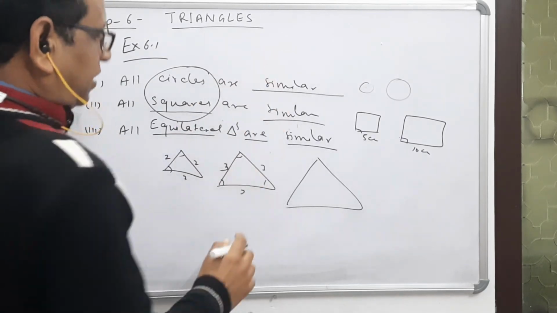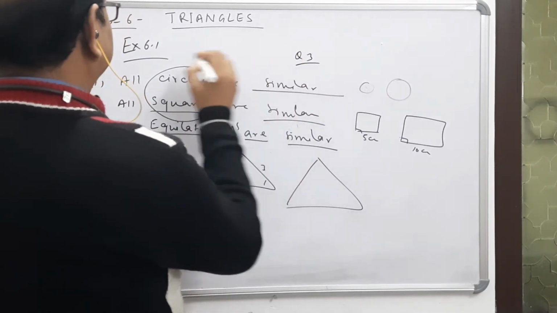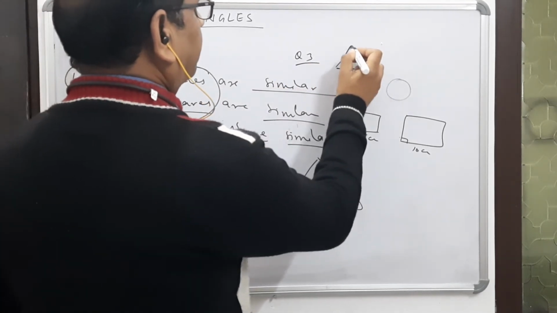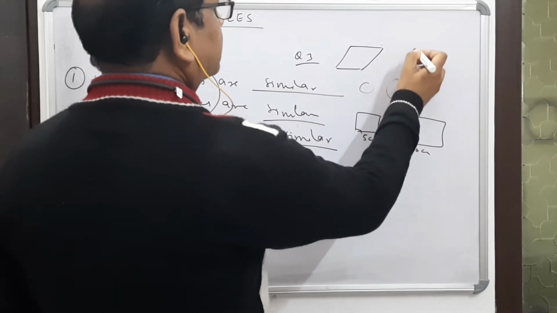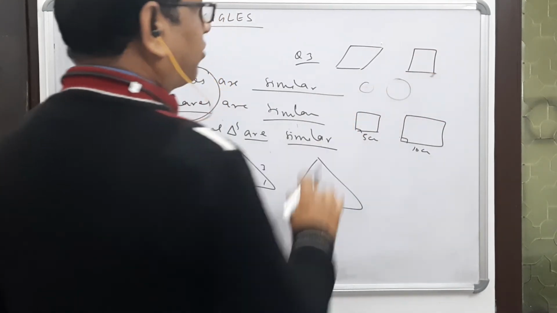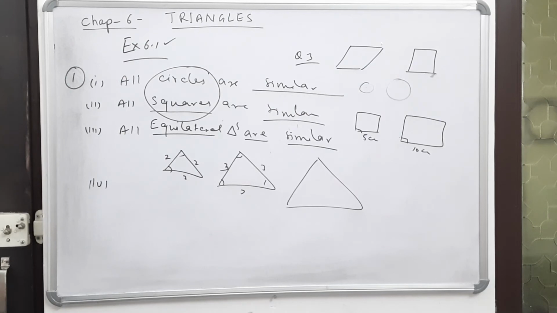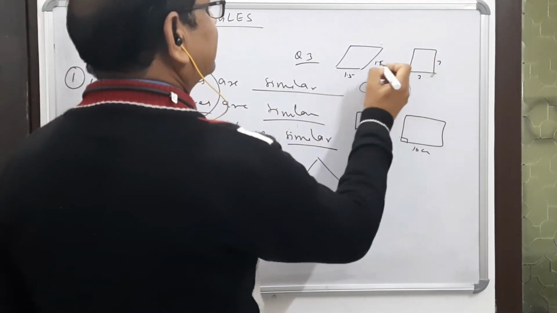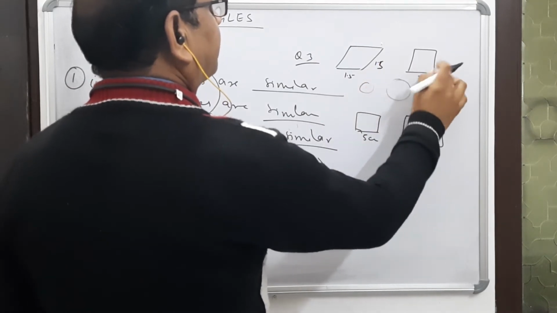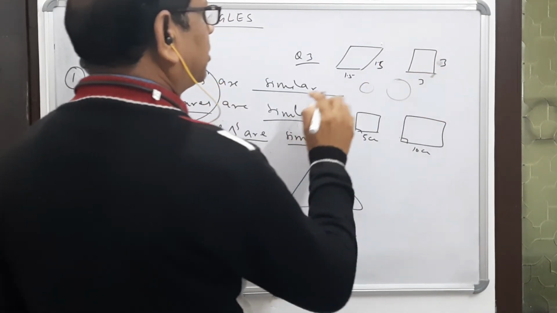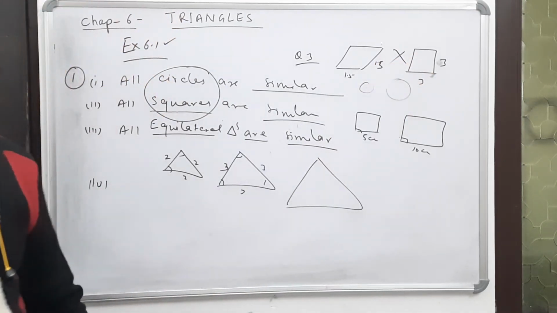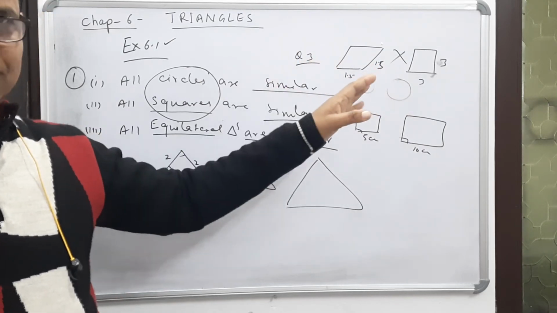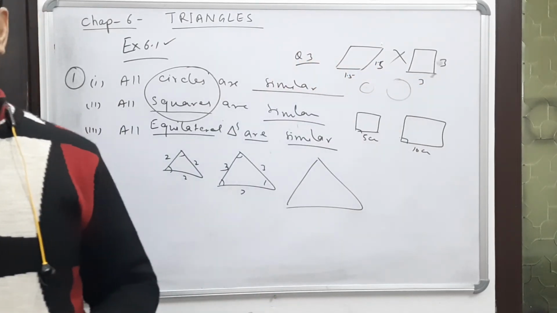And in question number 3 of exercise 6.1, here this is a rhombus and this is a square. And what is the side of the rhombus? 1.5. The side of the rhombus is 1.5 and the side of the square is 3. This is 1.5 and this is 3. So these two are not similar. The reason is their sides are proportional. Agree, every side is doubled, but the angles are not equal.